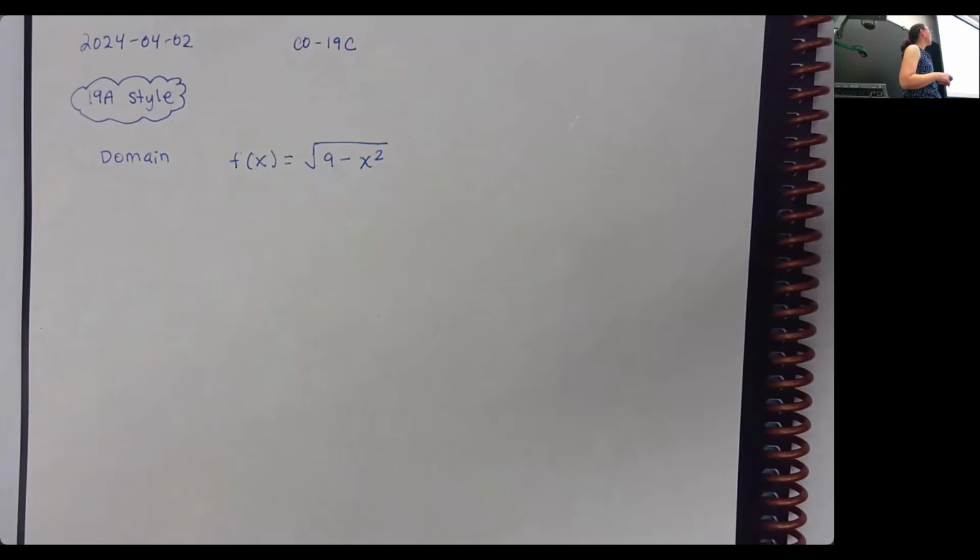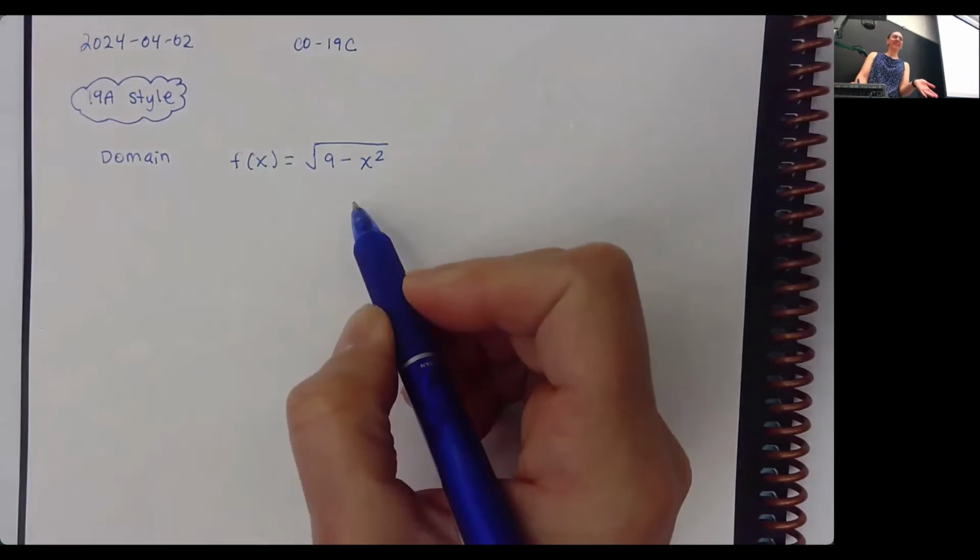3. So 3 is involved in the domain. That is true. 3 is one of our extremes, and -3 on the negative side. And to get that 3 and -3, you probably did that in your head.